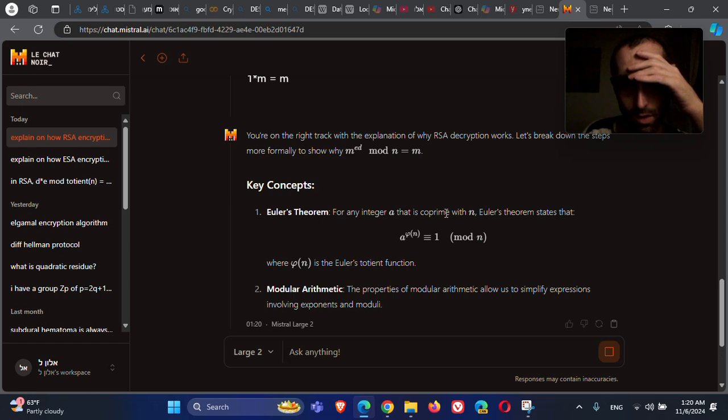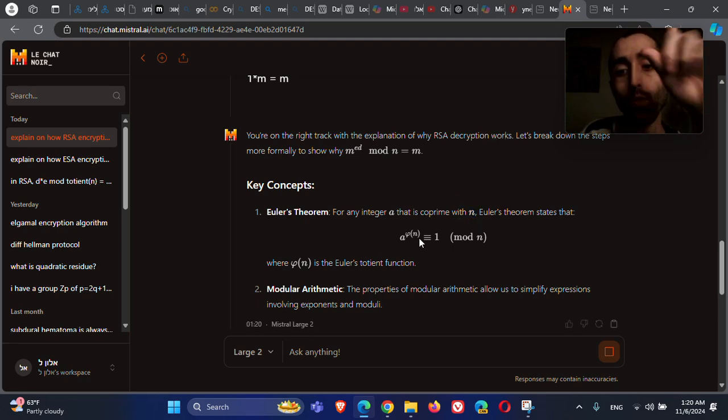Okay, this is Euler's theorem: for an integer a which is coprime with n, we can say that a to the power of totient of n equals 1 in modulo n. This is what we will use.